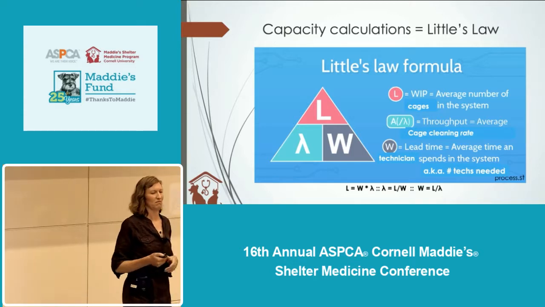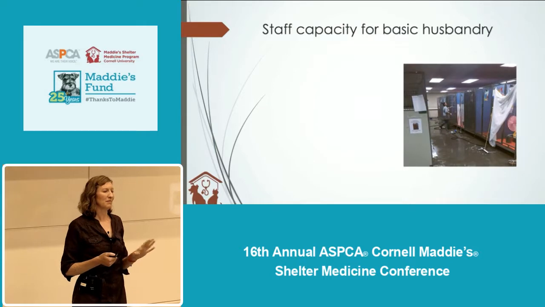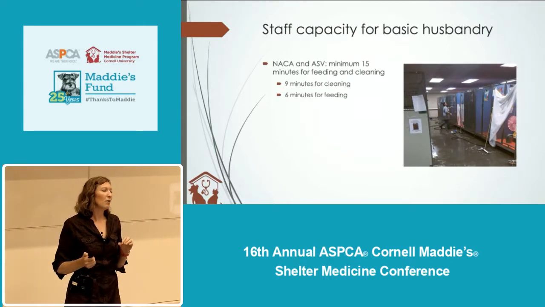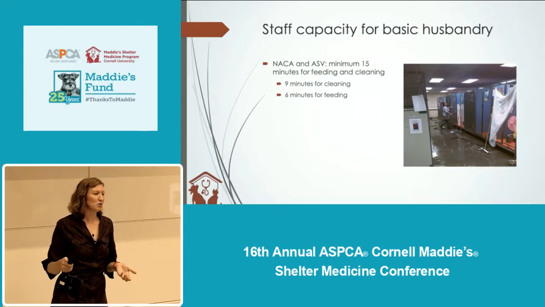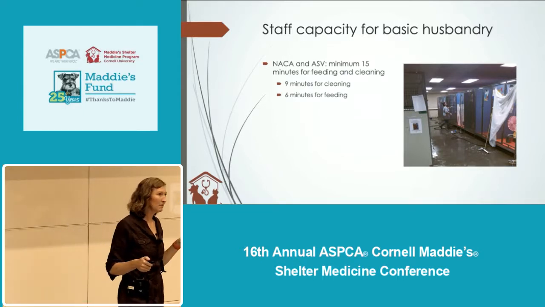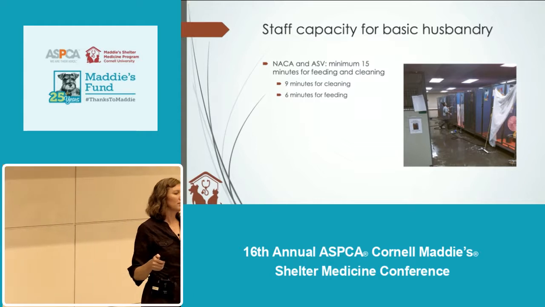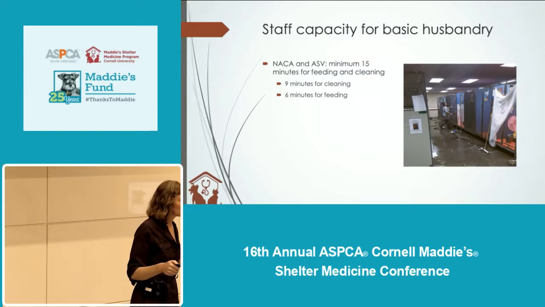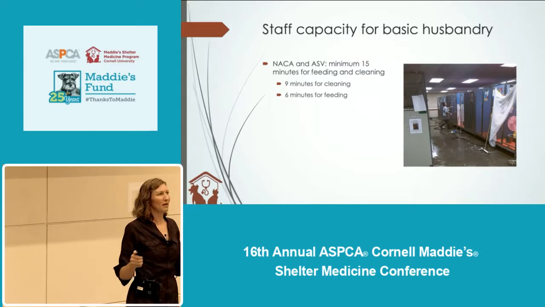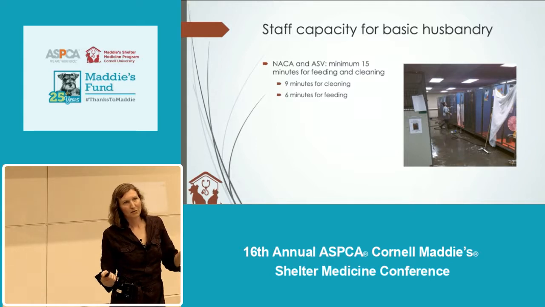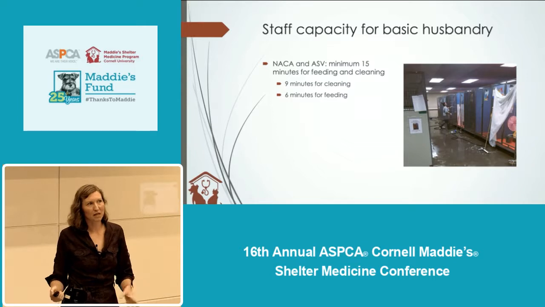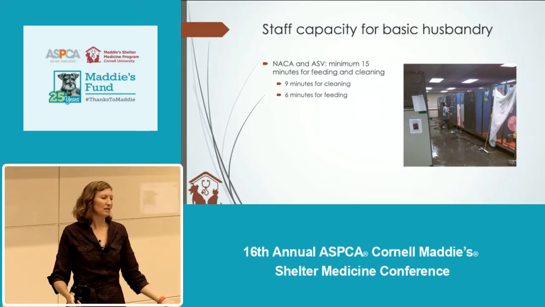It's fine. So we're going to actually do this in just a second, but I'm going to talk about staff capacity for basic husbandry. First, what I mean by staff capacity for basic husbandry is cleaning and feeding. According to the National Animal Care Association, you should have at least 15 minutes for feeding and cleaning. They didn't put enrichment into the equation. It was a big oversight. But we're going to forgive them for a minute and just figure out how many technicians we need to clean cages if it takes this 15 minutes.